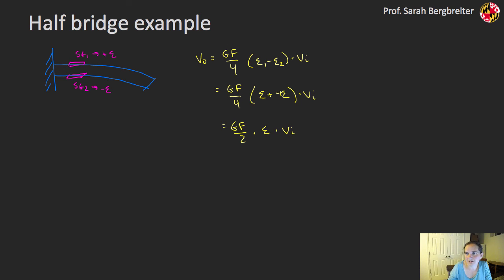So now one of the key things to note here is now I have this 2, right? Remember in the quarter bridge circuit I had a 1 over 4 term. Now I have a 1 over 2 term. So I've improved the sensitivity of my sensor plus the bridge that it was connected into.